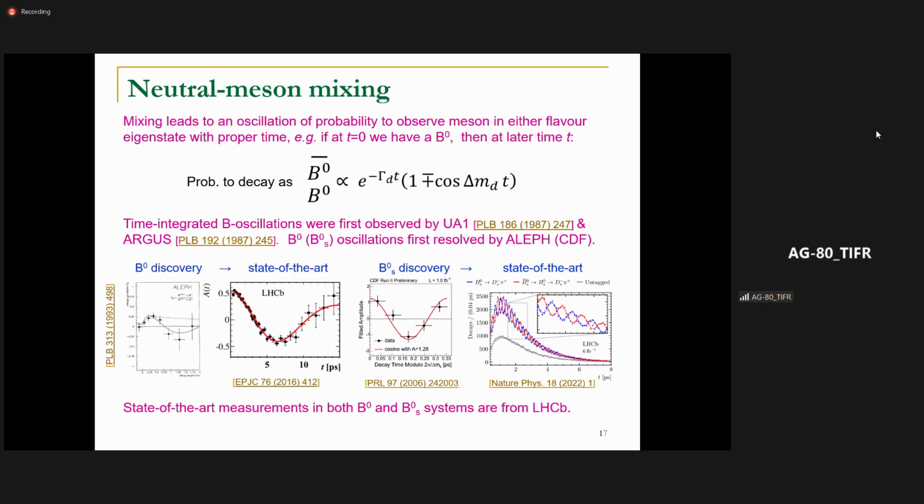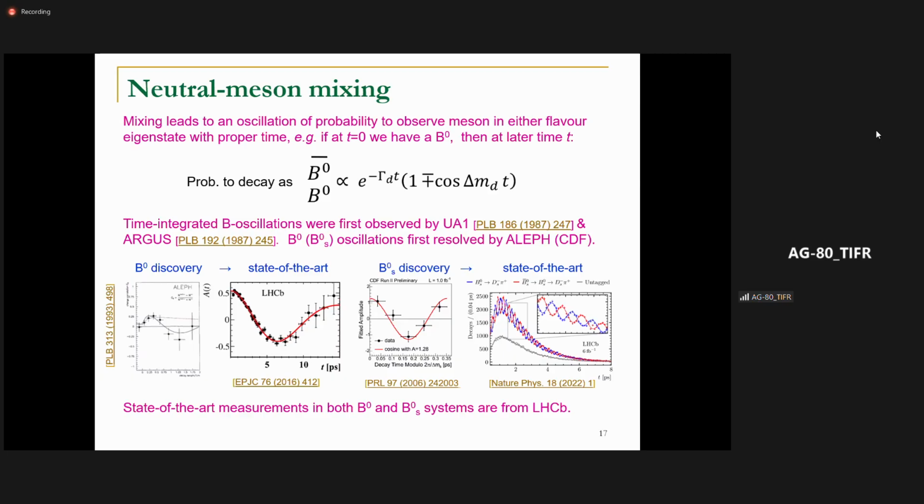This was observed in a time integrated manner, which means that you started with a collection of B0 mesons, and then you detected them decaying, and some of them are B0 bar mesons, but you've not measured, you don't know how long they've lived. You just know that some of them have oscillated. That's a time integrated measurement.